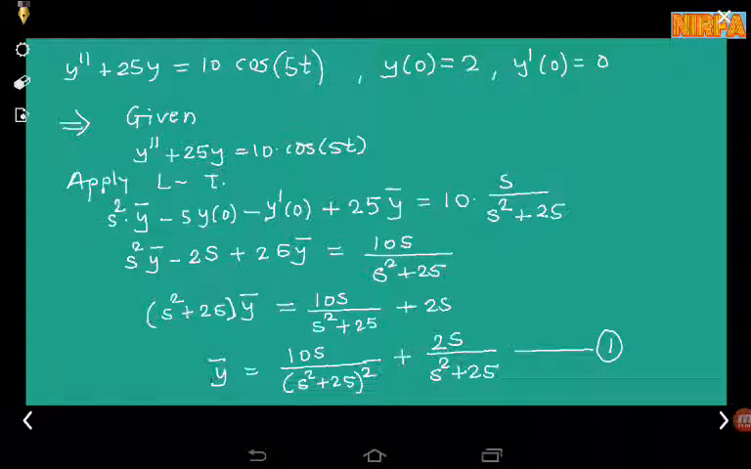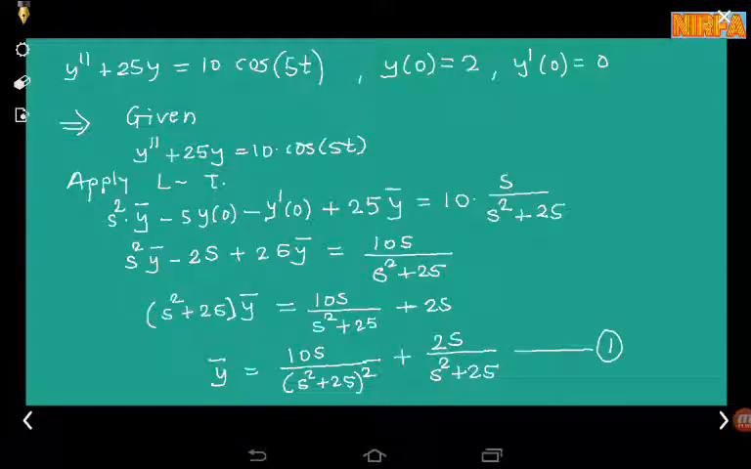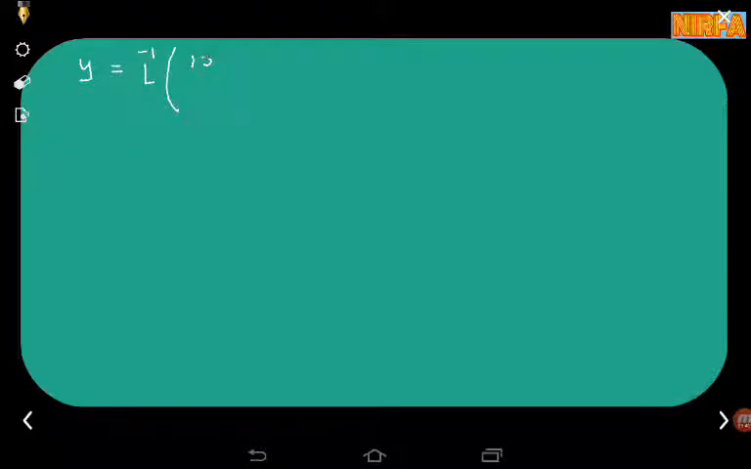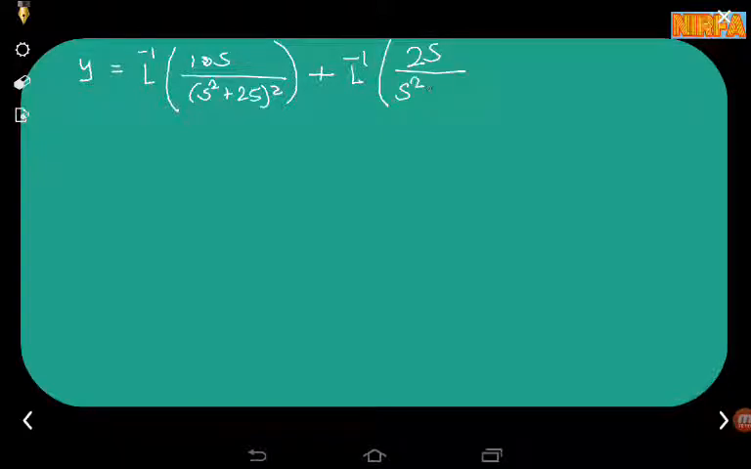So when I apply inverse Laplace transform to the left side, we know that y bar is a Laplace transform of y. So tell me, what is the inverse Laplace of y bar? Definitely it is y. So left side will become y equal to inverse Laplace operator. Now I am writing the first term, 10s divided by (s square plus 25) whole square, plus inverse Laplace of second term of the right hand side, that is 2s upon s square plus 25. Right. Now our target is to find inverse Laplace of these two terms.